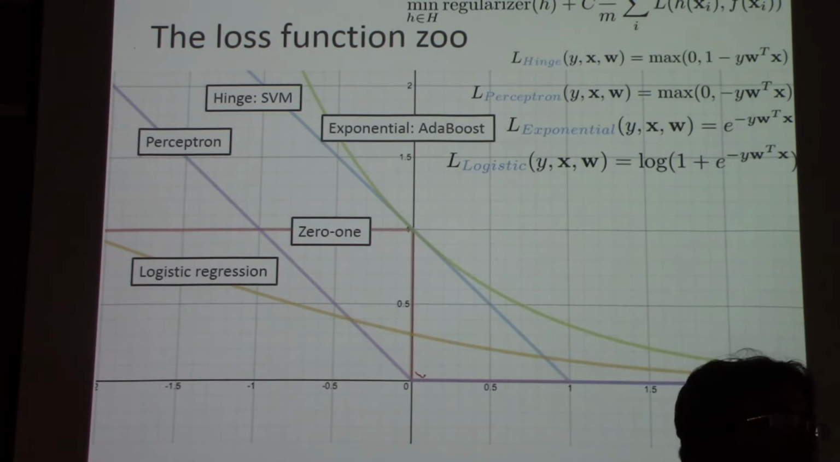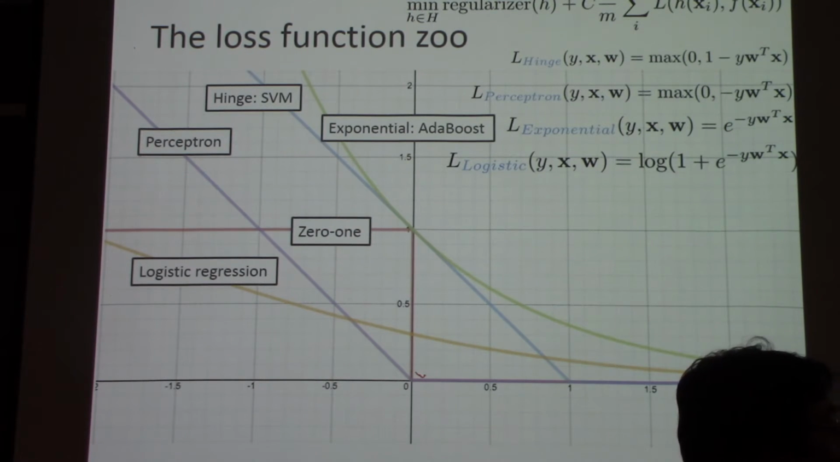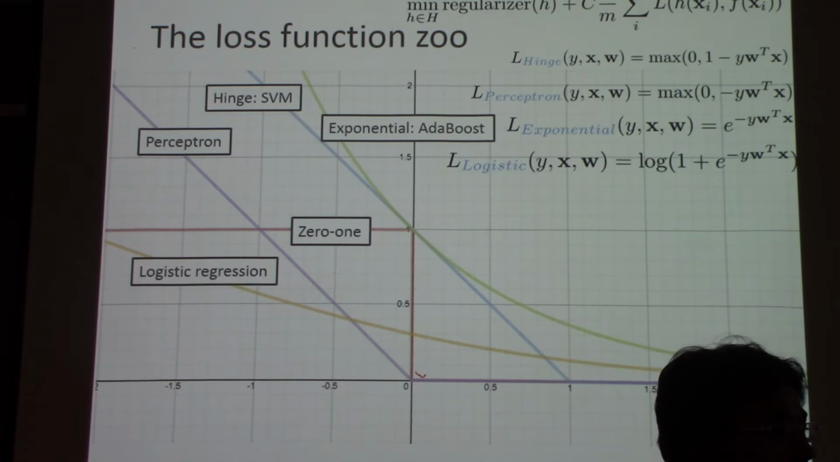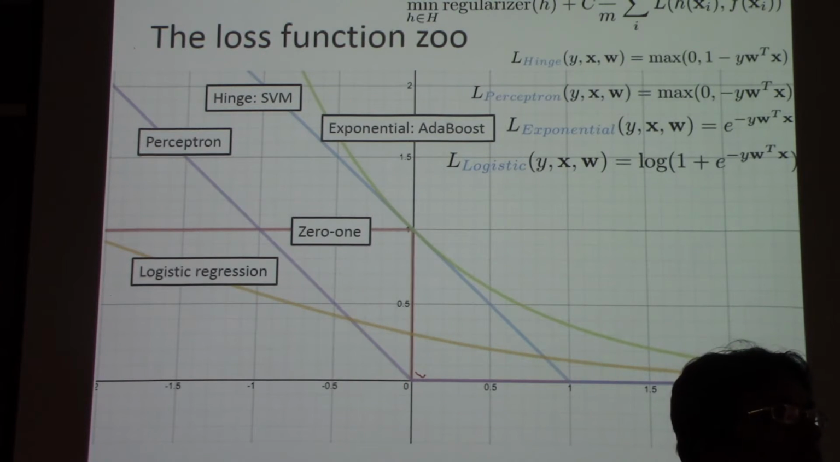Looking at how quickly these functions decrease from left to right, but increase from right to left, it looks like AdaBoost has the biggest penalties for being wrong, with logistic regression having the smallest penalties. I've zoomed in quite a bit here. If I zoom this out, logistic regression and SVM kind of catch up.